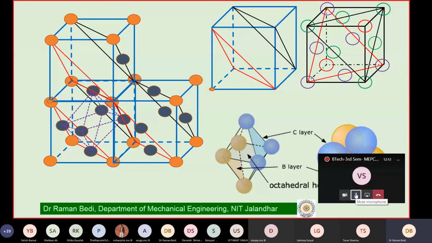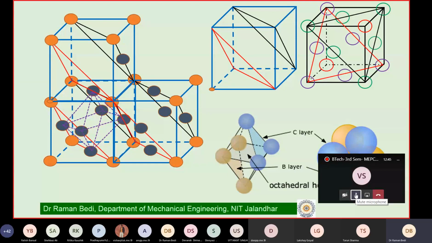The concept of voids has been explained. I will try to explain the octahedral voids as well as tetrahedral voids. The significance of this, I will explain today: what is the physical significance, what is the actual engineering significance. These are not merely theoretical concepts; they actually are helpful to us in experimentation, in understanding the basic engineering properties of materials. So we will see that today with the help of one example.